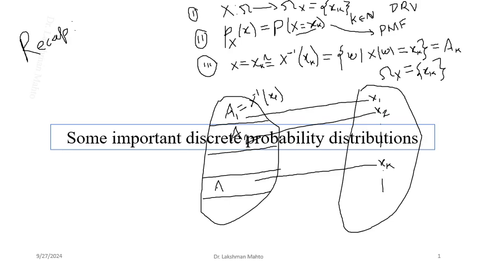So what you observe is a partition of the sample space omega based on a discrete random variable. So what is Ak? Ak, you will say that it is the inverse image of a small xk. Small xk is a random number.